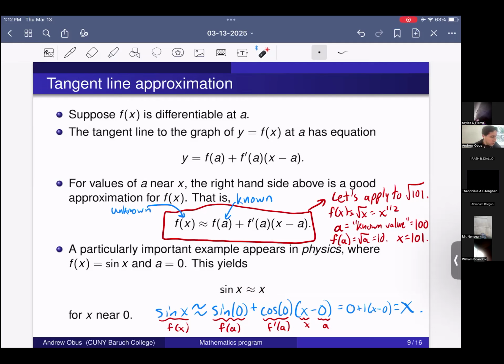Okay, so I'm not going to derive all the physics, but if you're interested, know that when you're trying to derive the equation of a pendulum, it relies on this approximation that sine of x is very close to x. And this is given by a tangent line approximation.